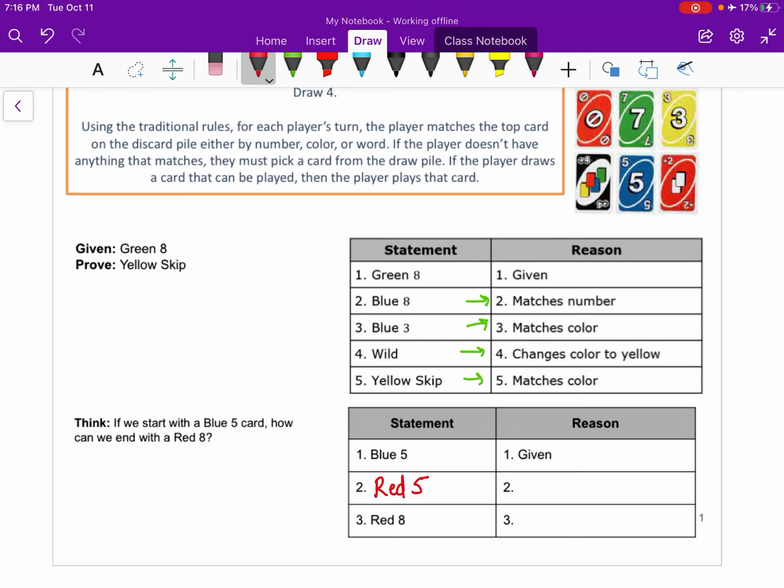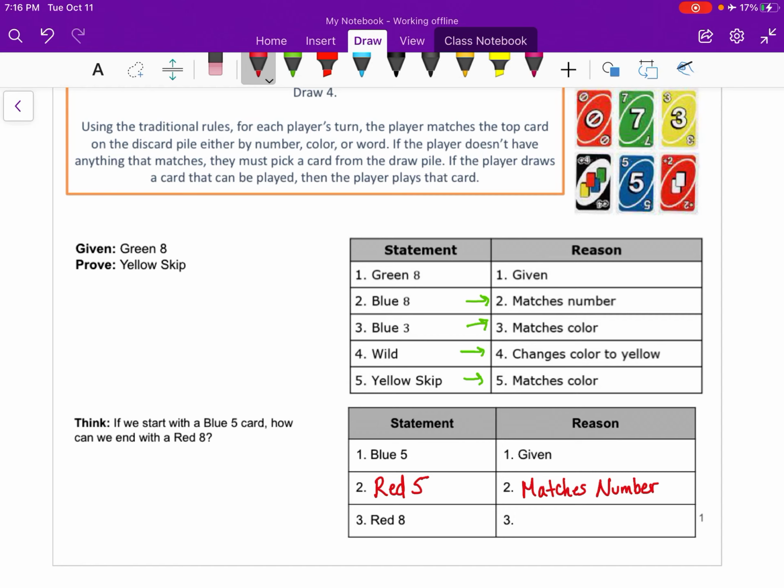You'll notice that this matches the number of the previous card. So we can basically change the color of this card without having to do a wild card. However, a wild card would have also worked in this scenario if we used the wild card to change the color to red. But for now, we're using the red 5.